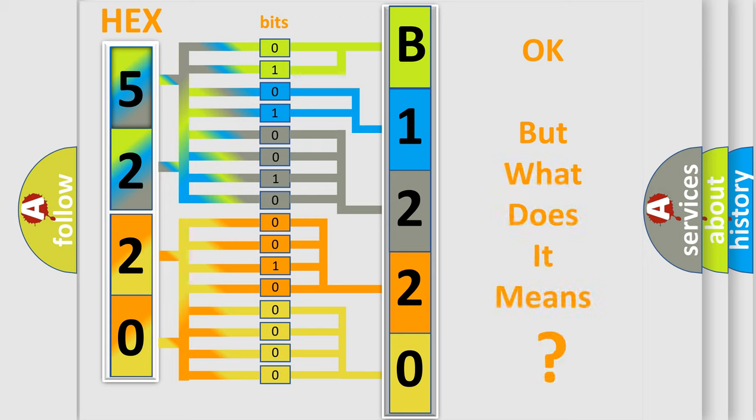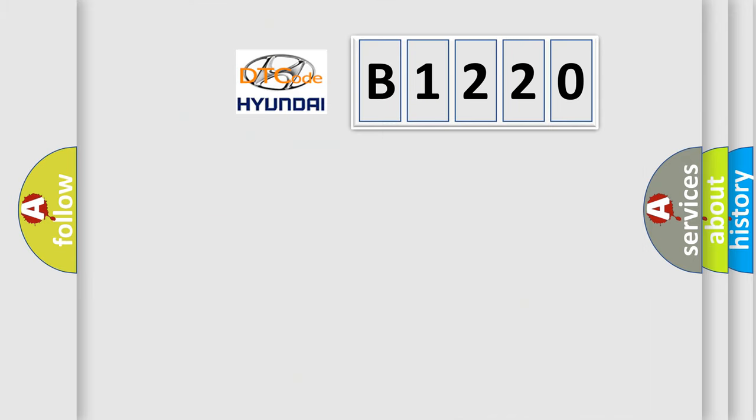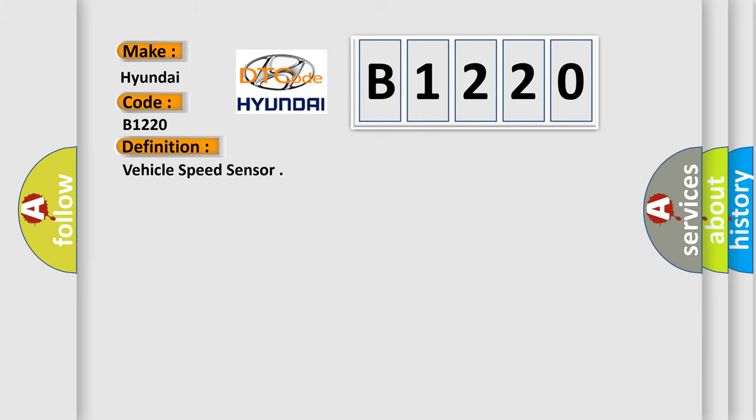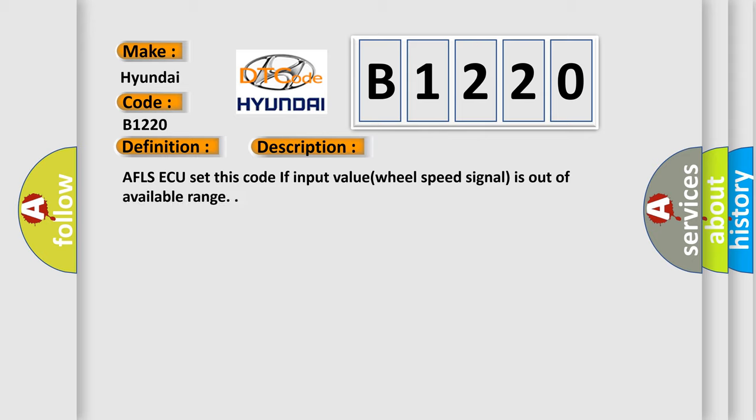The number itself does not make sense to us if we cannot assign information to what it actually expresses. So, what does the Diagnostic Trouble Code B1220 specifically mean for Hyundai manufacturers? The basic definition is vehicle speed sensor. And now this is a short description of this DTC code.